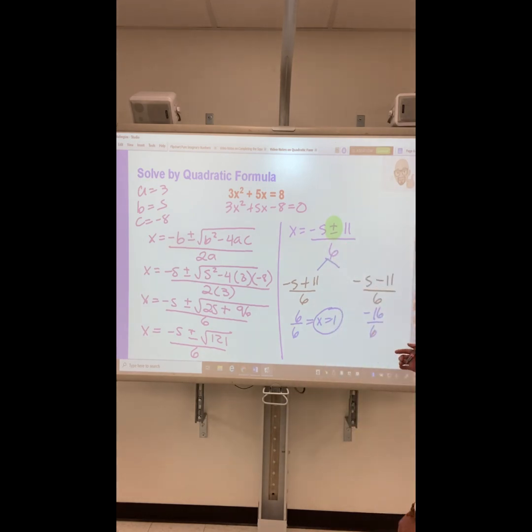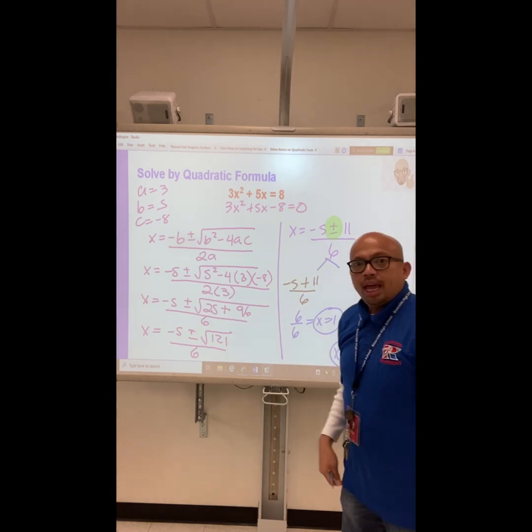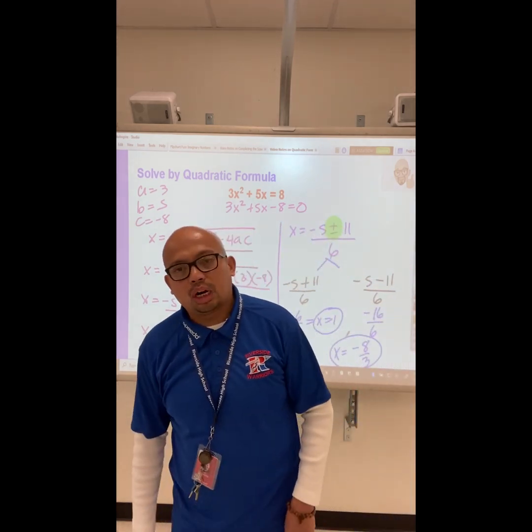Yes. Negative 16 over 6 is the same thing. They're both divisible by 2. That will give us negative 8 over 3. So x equal to negative 8 over 3. And kaboom. Again, that's how you solve using the quadratic formula.